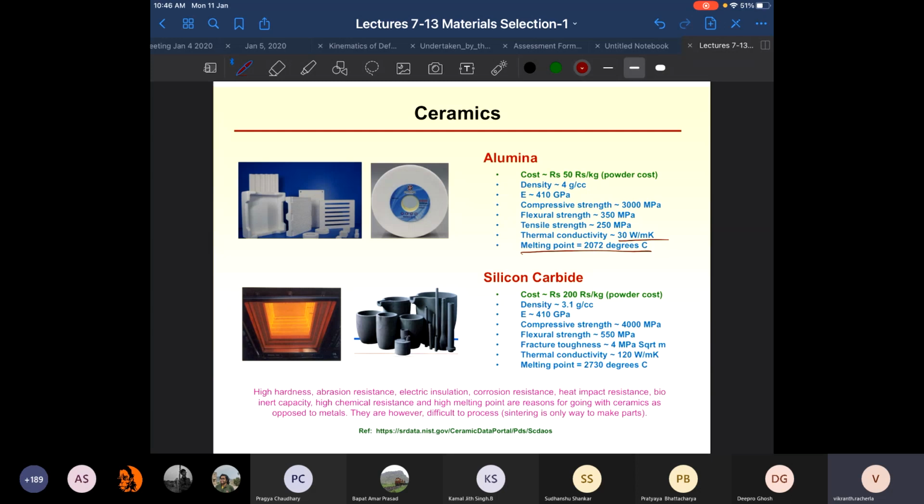So you would think that ceramics would have low thermal conductivity because of some perceived notion, but actually their thermal conductivity is per se not low. So for alumina, it is in fact twice the thermal conductivity of stainless steel. It is lower than many other metals, but it is comparable.